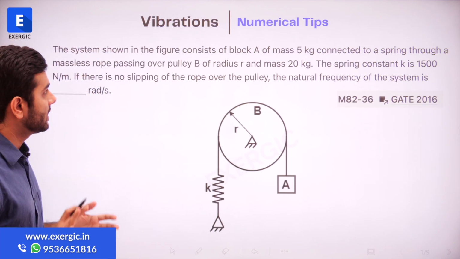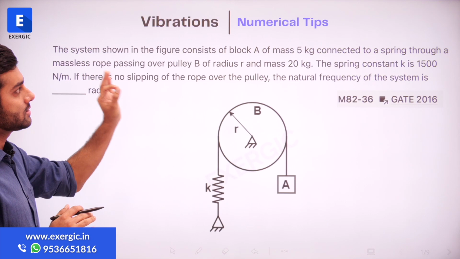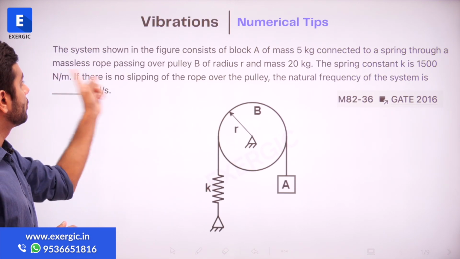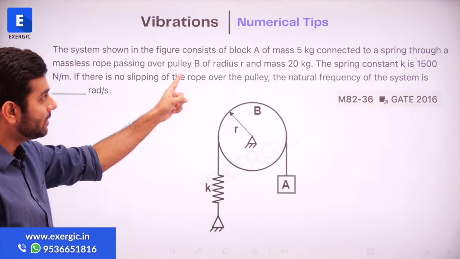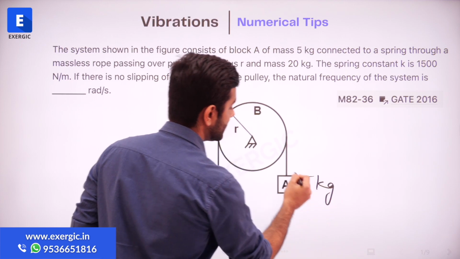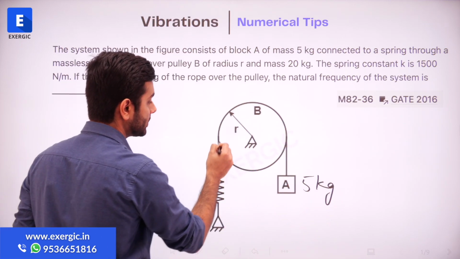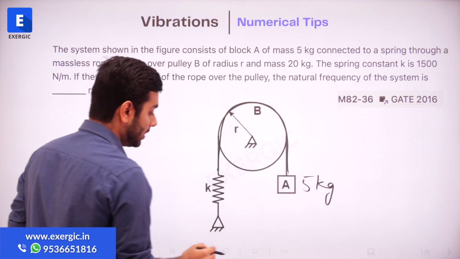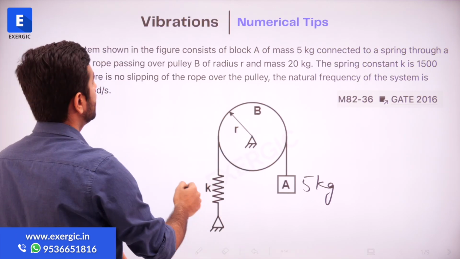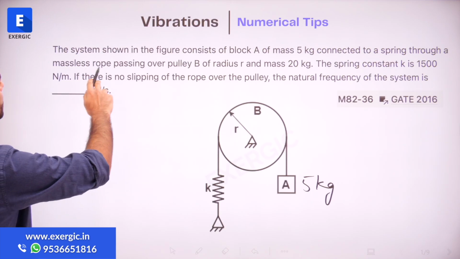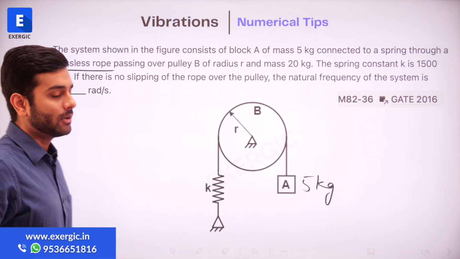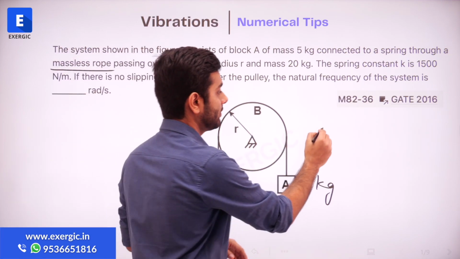This question specifically says that the system shown in the figure consists of block A of mass 5 kg connected to a spring through a massless rope passing over pulley B of radius R and mass 20 kg. So this block has a mass of 5 kg. It is connected to a spring through a rope. The rope has been given as massless, important to note. Inextensible is not written here, but you will see this word also mentioned.